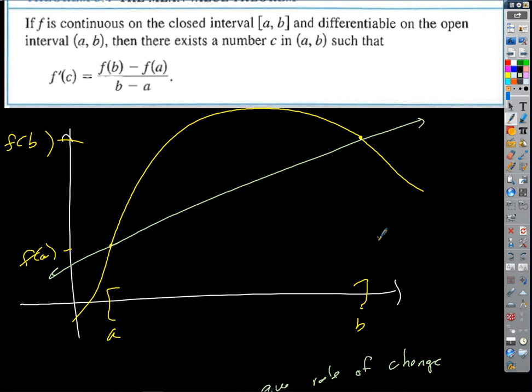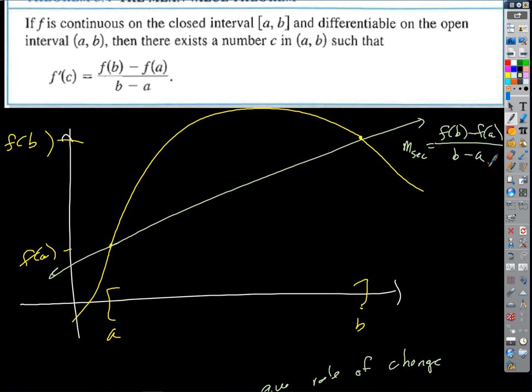So the slope of the secant line is f of b minus f of a over b minus a. Okay? There's my difference quotient. Remember, that's what we call that, the difference quotient.